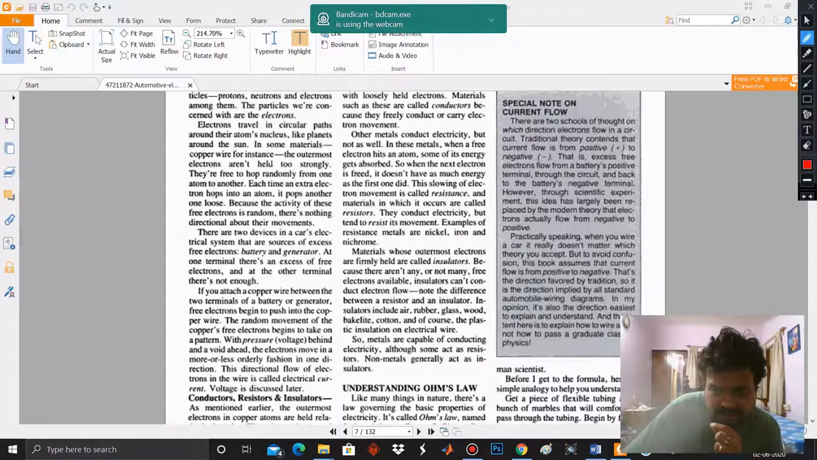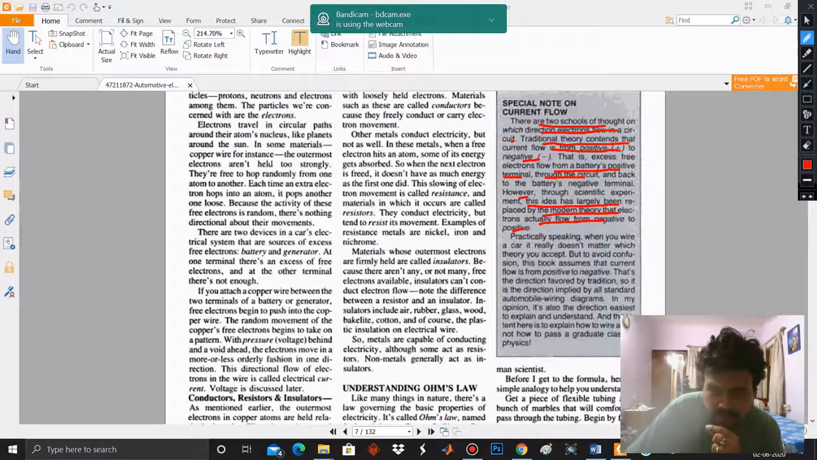Let us summarize this, because you have already studied basic electricity in first year. There are two schools of thought on which direction electrons flow in a circuit. Traditional theory contends that current flows from positive to negative. That is, excess free electrons flow from a battery's positive terminal through the circuit and back to the battery's negative terminal. However, through scientific experiment, this idea can largely be replaced by the modern theory that electrons actually flow from negative to positive.